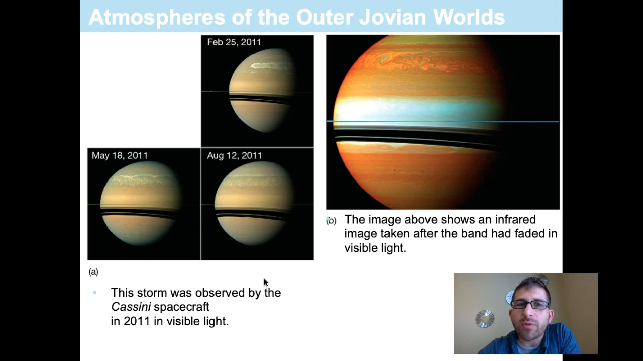And also keep in mind that we can look at Saturn in various different types of light. So in the visible type of light, we would see something like this, whereas in the infrared, we might be able to see the banded cloud structures a little more easily here on Saturn.